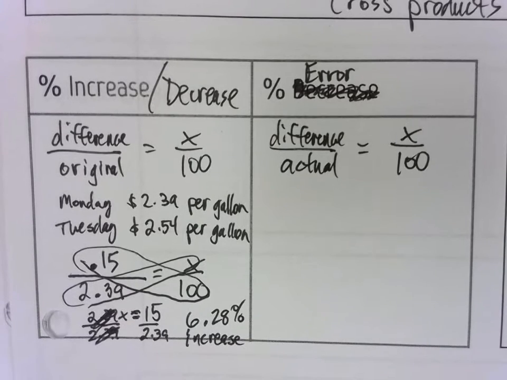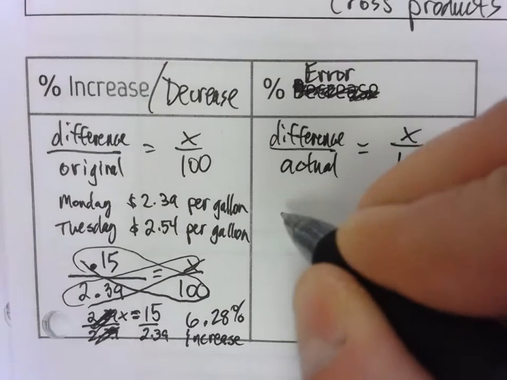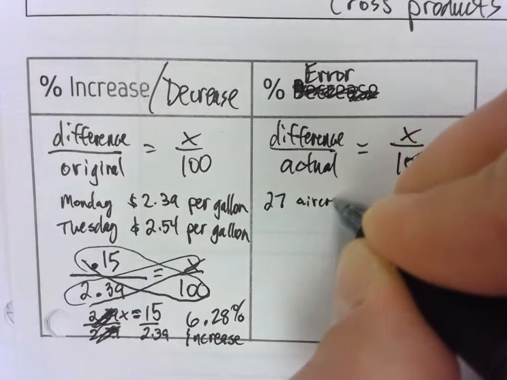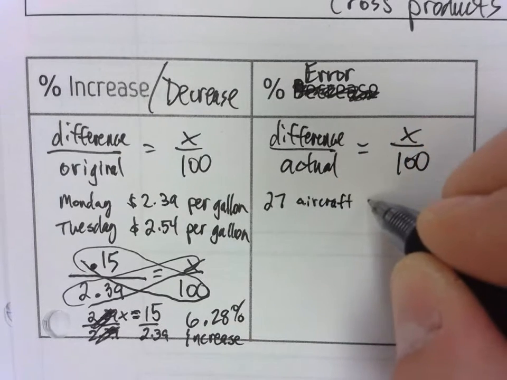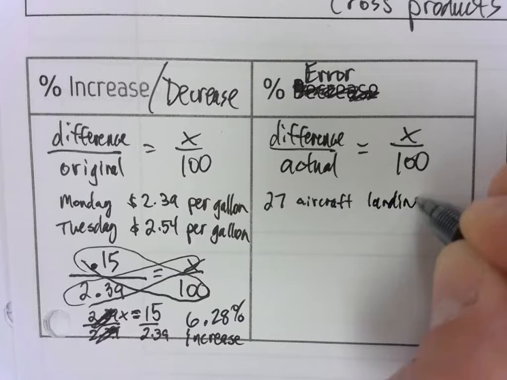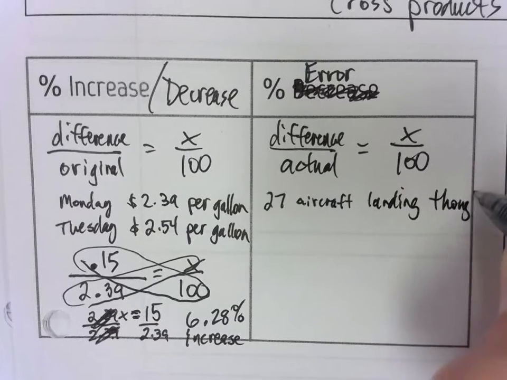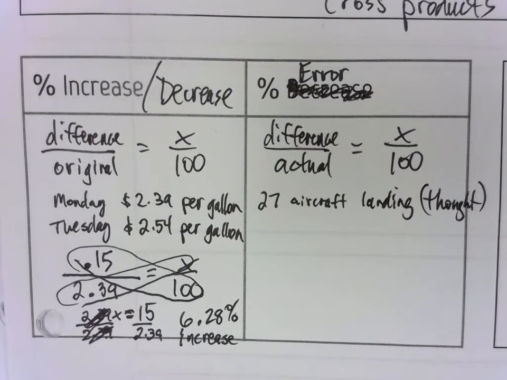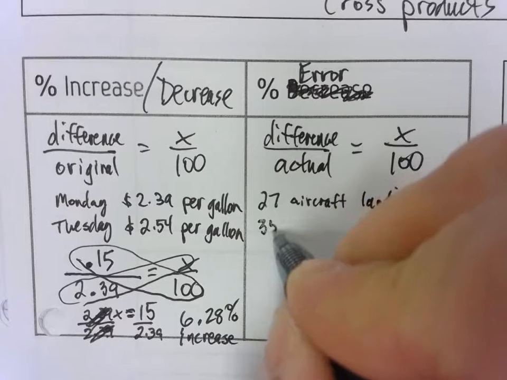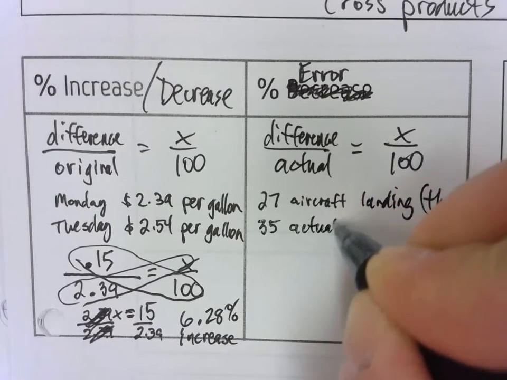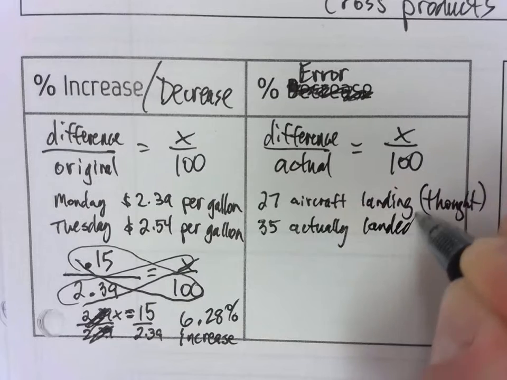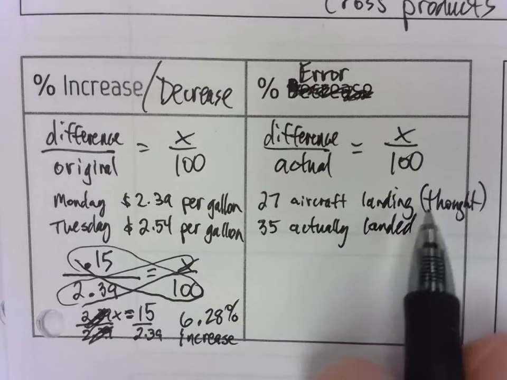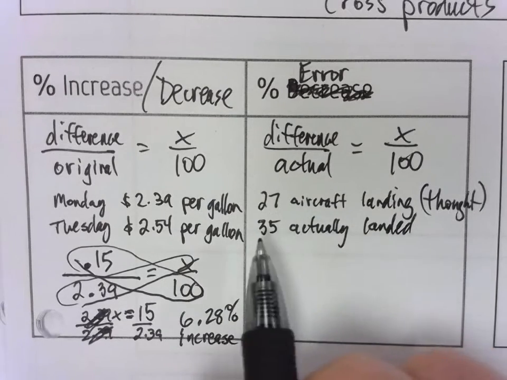All right, let's go over here and talk about a percent of error question. Let's say that one day I thought there were going to be 27 aircraft to land on my ship. That's what I thought was going to happen. But throughout the day, it got a little busier than I thought it was going to be, and 35 aircraft actually landed on my ship, the USS Reid. So there is a percent of error in what I thought was going to happen versus what actually did happen and actually landed.